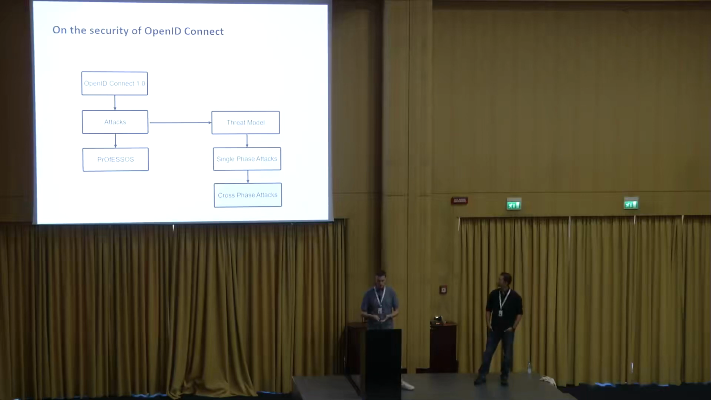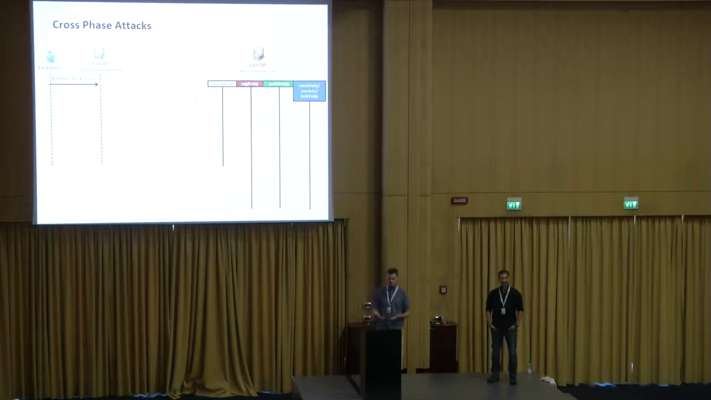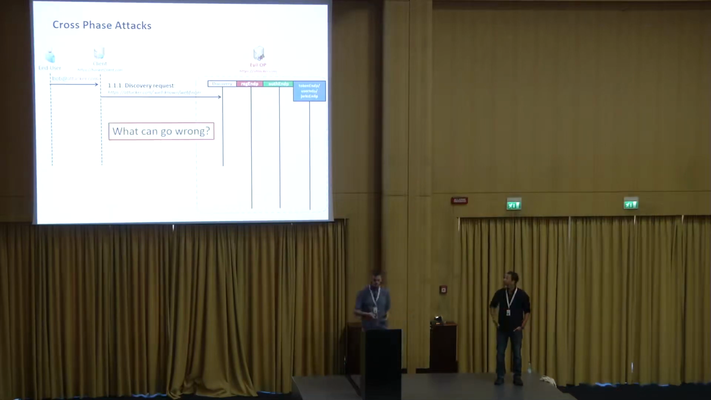What we do is cross-phase attacks. By cross-phase, we need the whole protocol flow, so we're manipulating more messages. The basic idea is when we start such a discovery on an evil identity provider, what can go wrong? Is there anything that we can do?